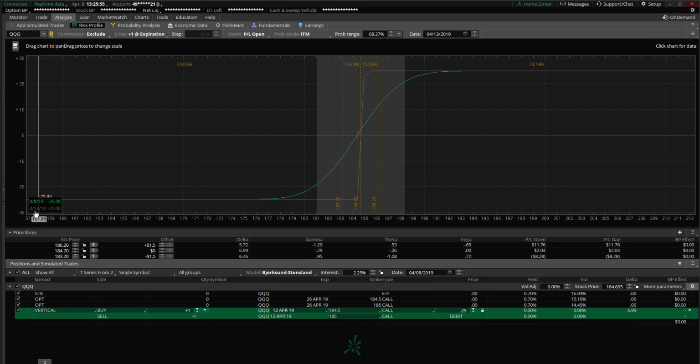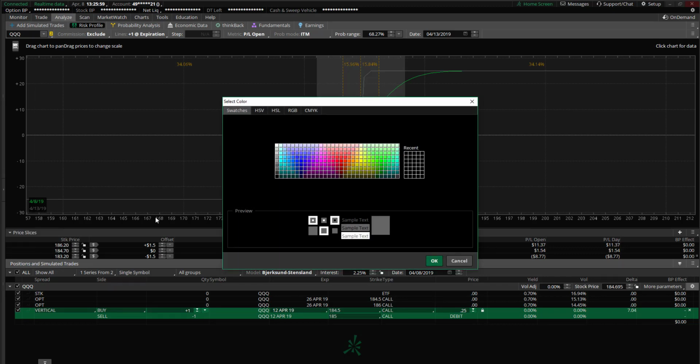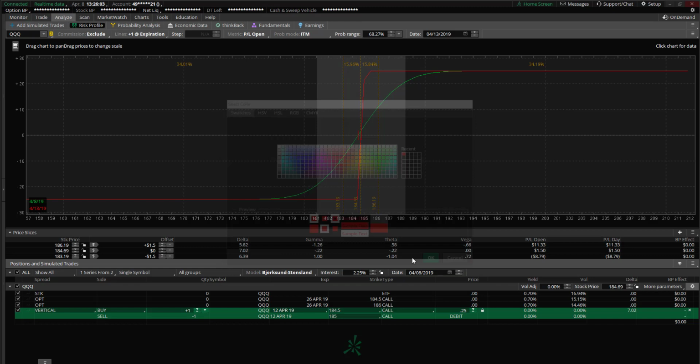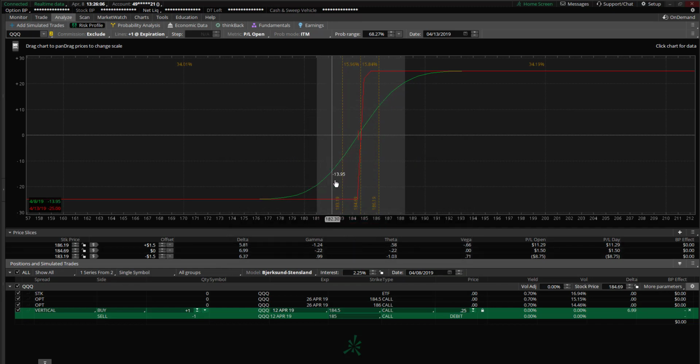Oftentimes I'll set that one to blue or green, and I'll set the other one to red or orange so that I can more easily identify where my target profit, where my max loss, and where I'm at right now. You can see that those colors really pop on this gray background.